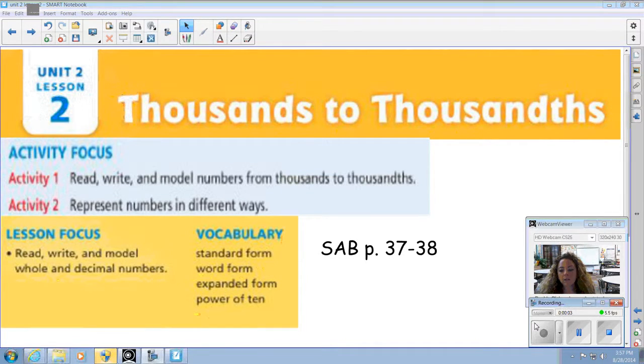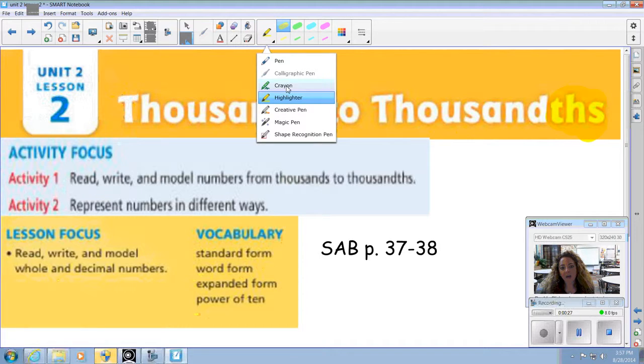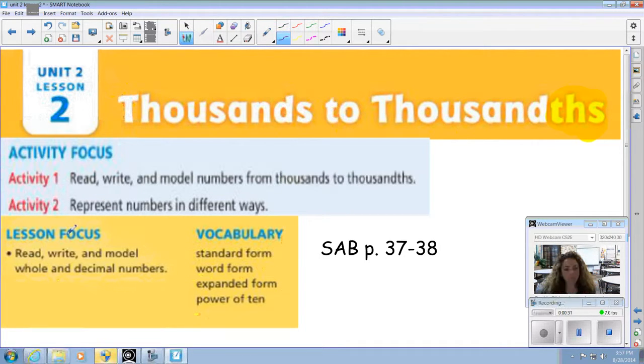Alrighty, we are on Unit 2, Lesson 2. We're going to talk about thousands to thousandths. So please notice the difference in what I said there, thousands to thousandths. That "ths" that we talked about last lesson means that we're going into decimal form. So we're going to work towards rewriting numbers and modeling them from thousands to thousandths. And you'll be working through different ways to represent numbers.